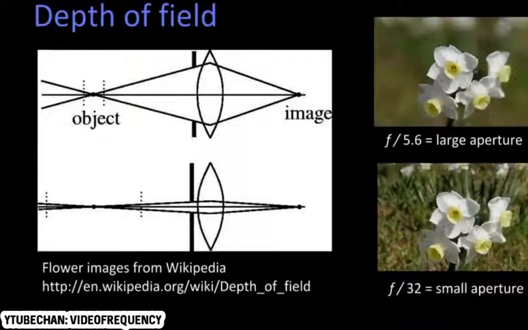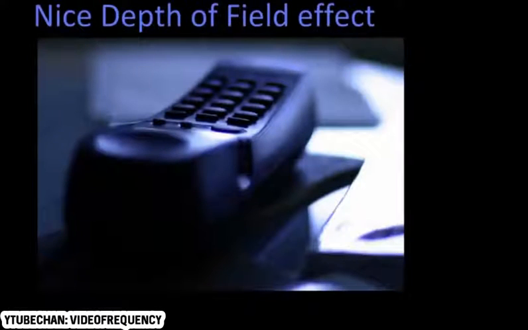So here, same flower taken from the same position, but you'll notice now that the background is in sharp focus. So if you're a photographer and you want to separate out your foreground from your background, you want to have a wide open aperture. If you're trying to look at a landscape and you want to see everything in focus, you want a very tight aperture. Here's a very nice example of depth of field. The focal plane obviously is somewhere in the middle of the phone, so the stuff that's in front and the stuff that's in back is out of focus.